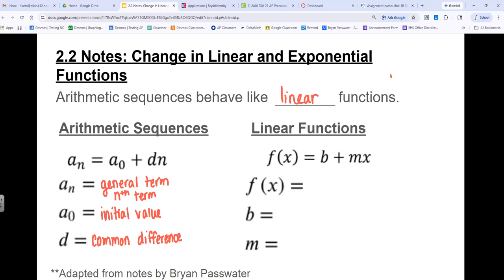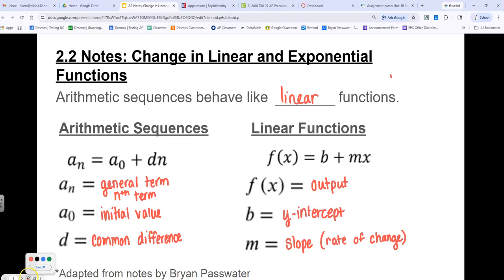Today we're going to be looking more at linear functions and how they relate. So in a linear function, your f of x is just your output for whatever term you have for your x. B, when we're talking about linear functions, we usually call that our y-intercept. And m is our slope, or sometimes we'll call it the rate of change. Those would refer to the same things. And so you can sort of see the parallel here. Whenever we're talking about sequences, our common difference is pretty much our slope, right? Our initial value is pretty much our y-intercept. That f of x sort of corresponds to our a sub n.